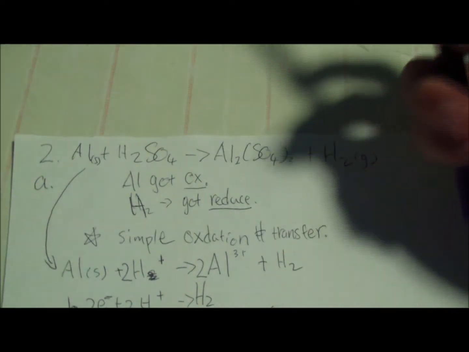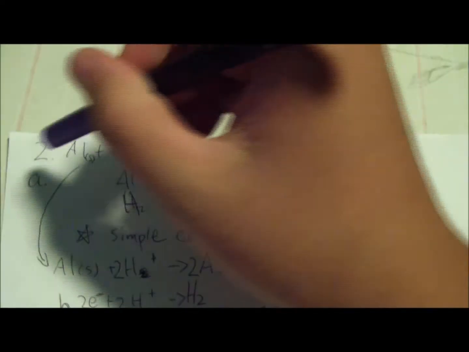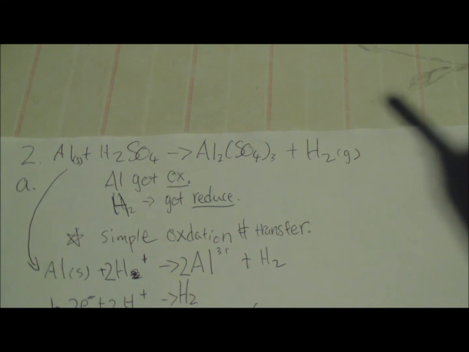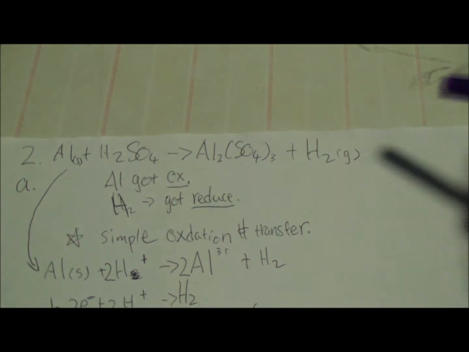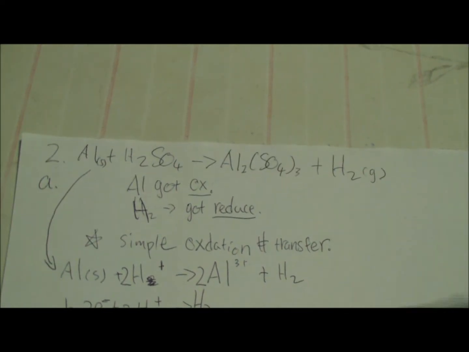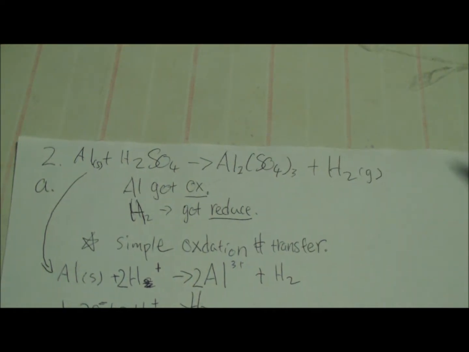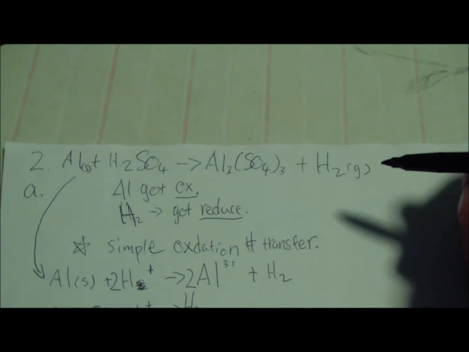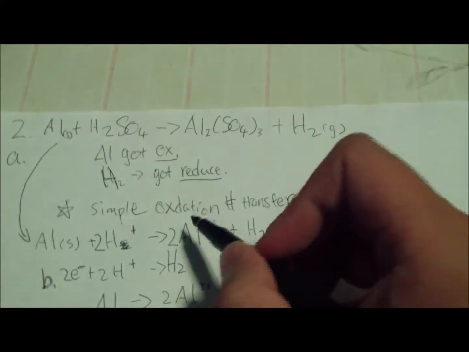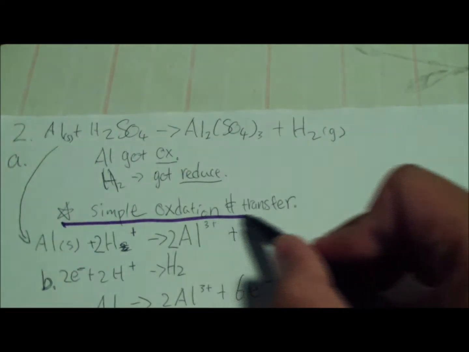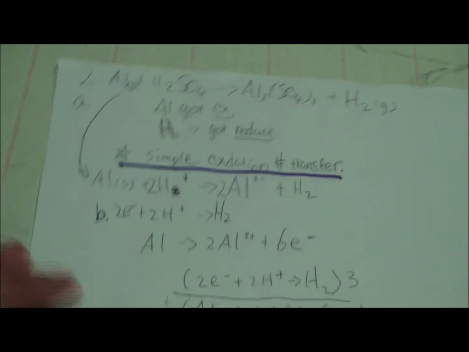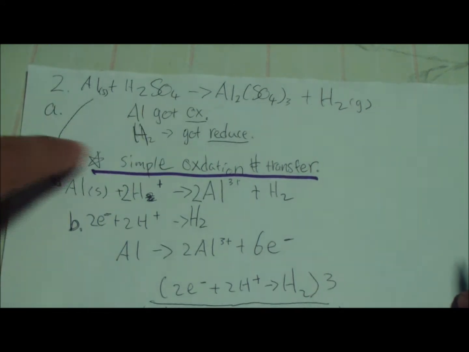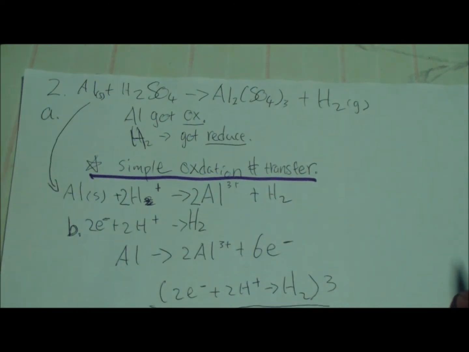Okay, let's continue on to the next problem, number 2. Al plus H2SO4 equals Al2(SO4)3 plus H2. Now this is definitely a redox reaction because Al got oxidized and H2 got reduced. So it's just simple oxidation number transfer. This is so simple. That's step 1, I classify that for you easily.